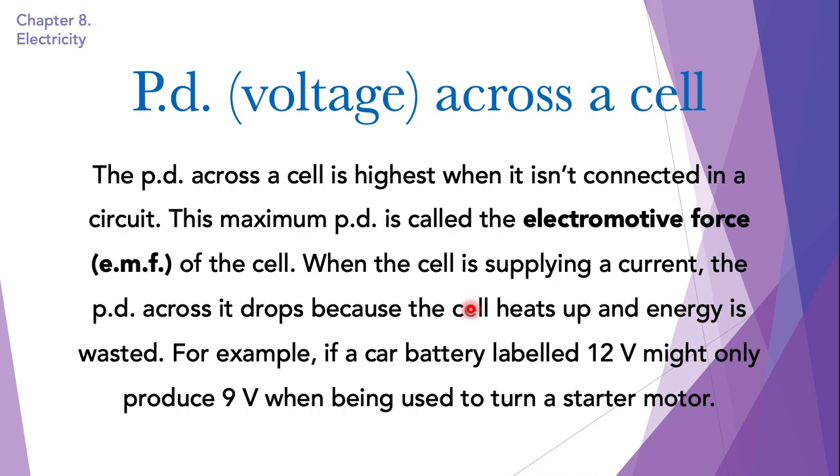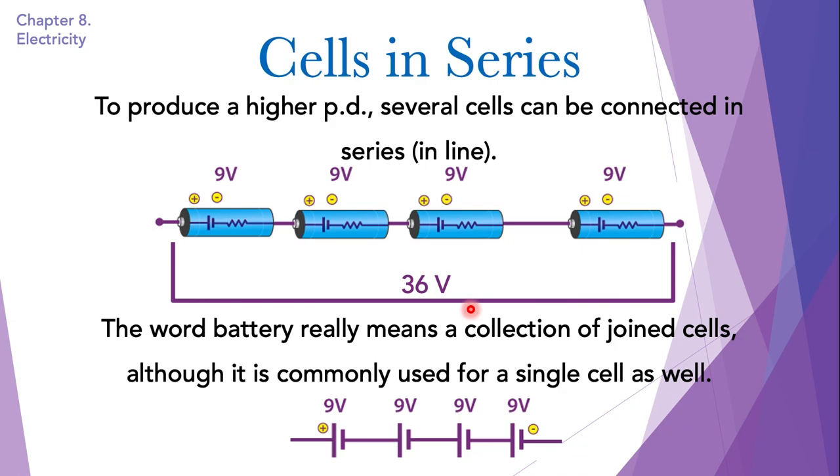So to produce a higher potential difference, several cells can be connected in series, which is in line, like this. This is called cells in series. The word battery really means a collection of joined cells, although it is commonly used for a single cell as well. So in symbols, the cells are shown like this.